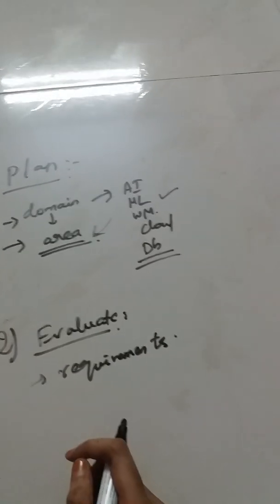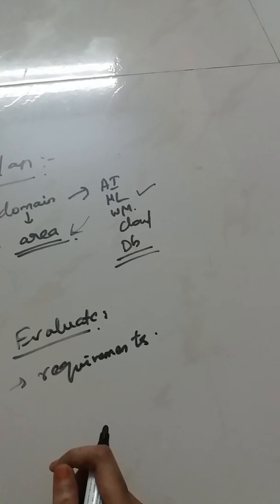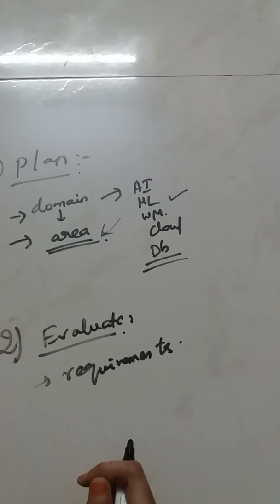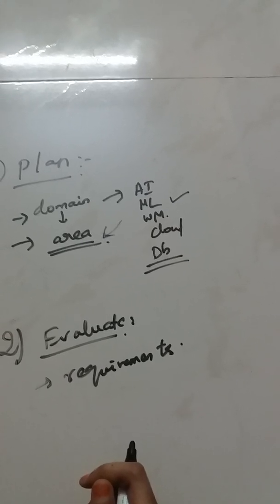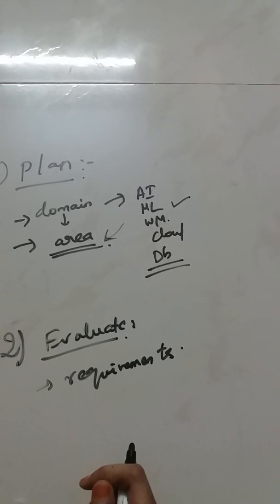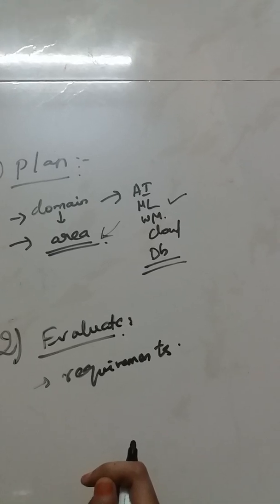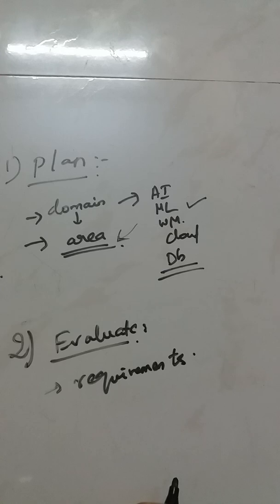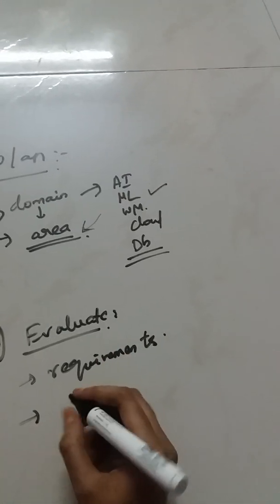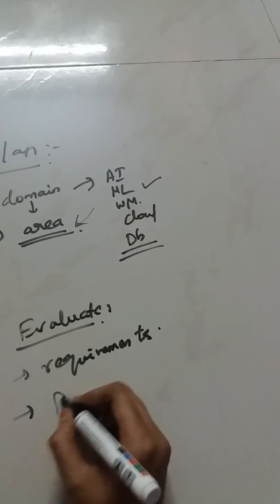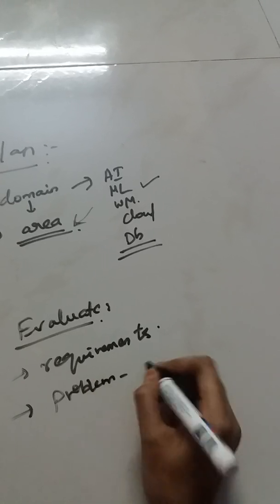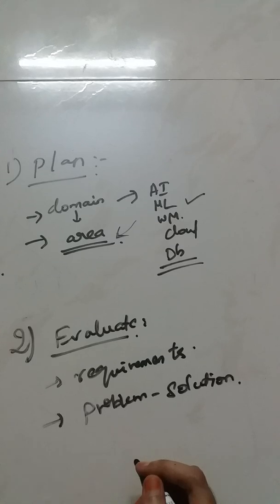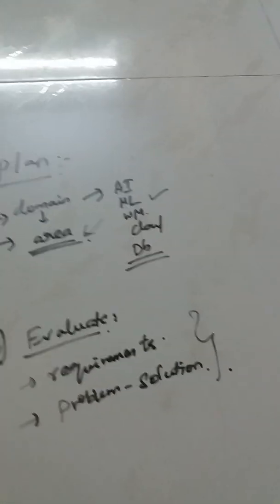And then the next most important thing you need to consider in the evaluation phase is what problem your application is going to solve in this environment, and what kind of solution your application is going to provide for that problem. So it normally deals with the problem-solution factor. This is what it covers in the evaluation phase.